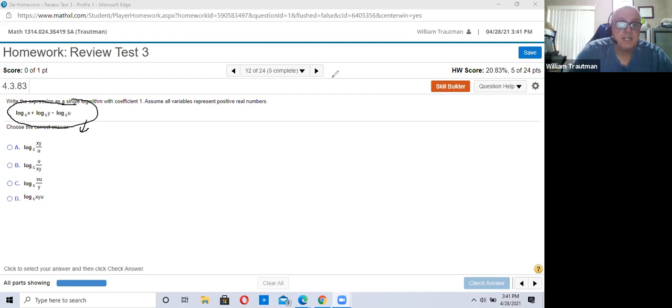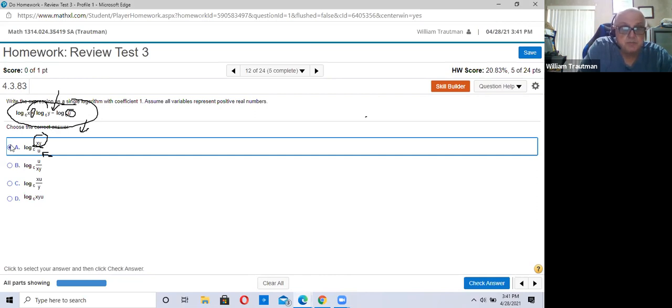And the answer is A, because when you add, you multiply. So we're multiplying the X and Y. A minus means divide. We're dividing the U. A fraction means dividing the U. So the answer is A. All you have to do is pick the correct one.